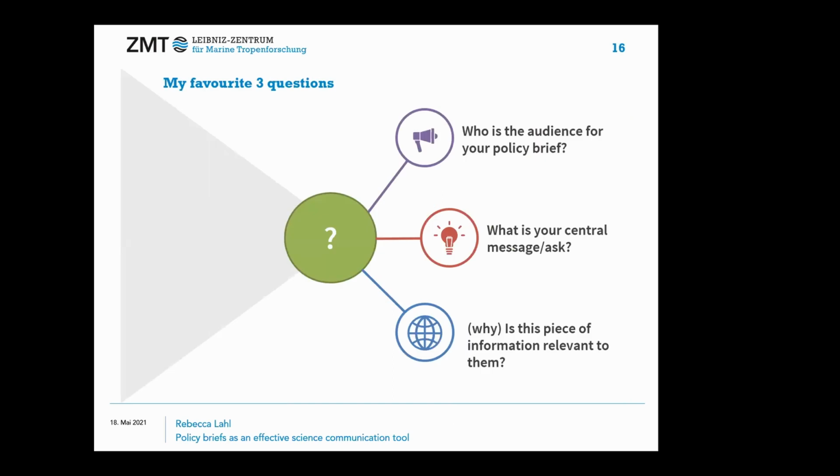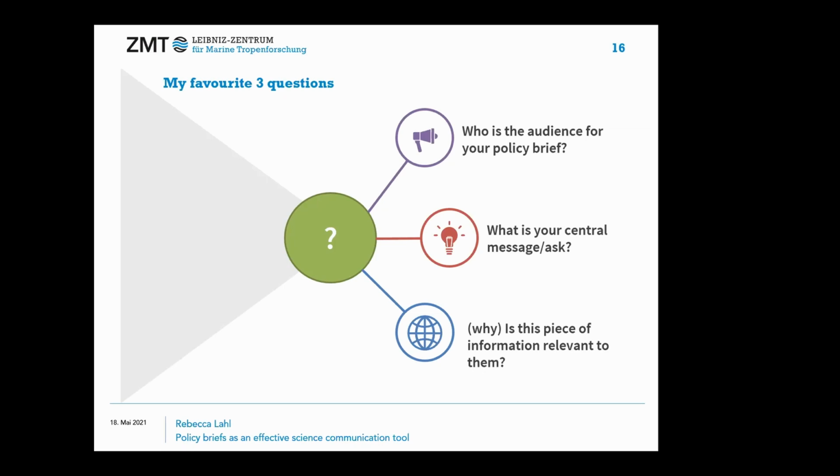I wanted to show you my three favorite questions that I like to pose when I review a policy brief. So the first one is always, who's the audience of your policy brief? This is really tricky, but knowing your audience will help you to write something that is more targeted. So the second question I would ask is, what is your central message that you would like to transmit? It really is helpful to define that and pin it in front of your desk and come back to it again and again.